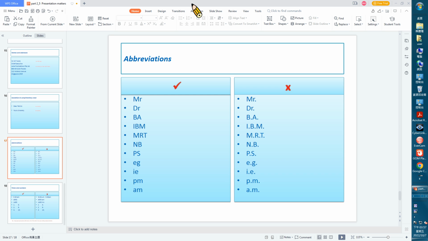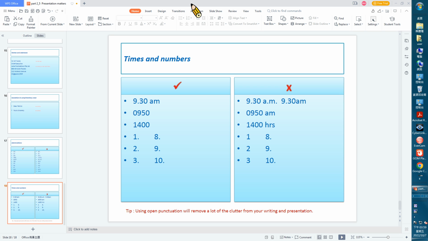Abbreviations. In the following abbreviations, periods are left out. Times and numbers. In the following times and numbers, some of the punctuation is left out.